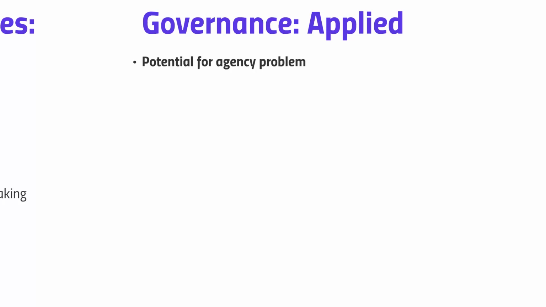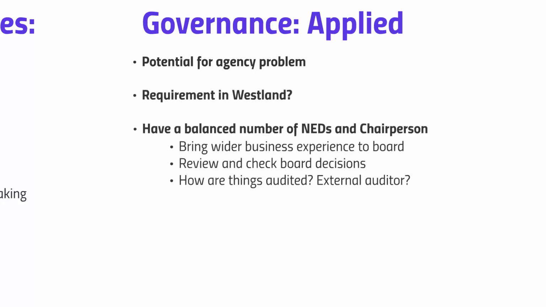The agency problem being where you have organizations that are being run by directors but owned by shareholders, and you have to consider whether or not the directors are running it in the best interests of the directors to get their bonuses, etc., or for the owners who perhaps want that more long-term sustainability. So there is the potential for the agency problem to arise here, which is why governance is important. And we don't know if it's a requirement in Westland at this point.